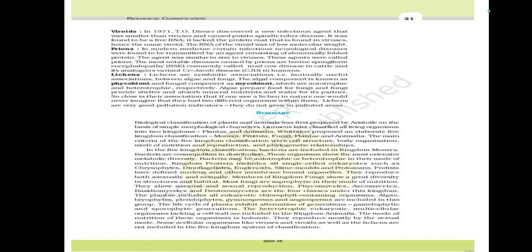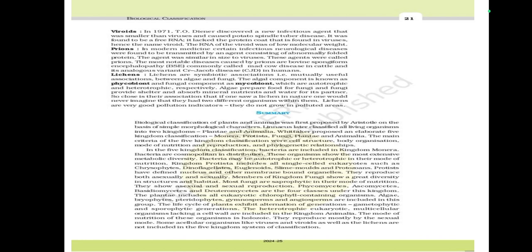Summary. So at last we will see the summary of biological classification. Biological classification of plants and animals was first proposed by Aristotle on the basis of similar morphological characters. Linnaeus later classified all living organisms into two kingdoms, Plantae and Animalia.